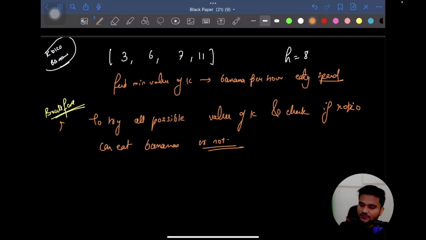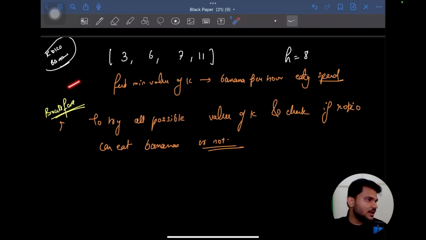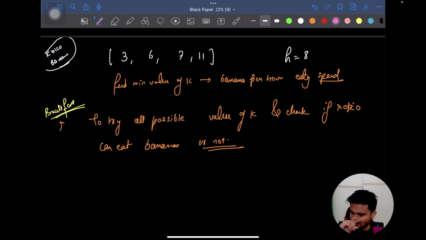The possible values of K is like if she eats 1 banana per hour, if she eats 2 banana per hour, 3 banana per hour, 4, 5, 6, 7, 8 banana per hour, and so on. And for each possible value of K, you try to figure out can she eat the banana or not. Okay. Now you can already see this is going to take a lot of time. Why?